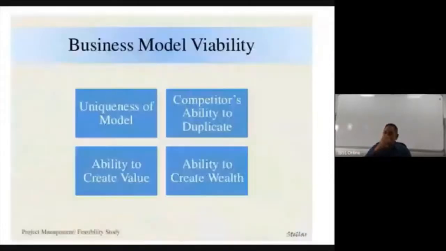Then business model. The next one is business model viability. Type of business: whether it's a sole proprietorship, partnership, or a company. The uniqueness of the model. Then competitors' ability to duplicate. Now, the duplicate products are a competitor. How the competitor tries to change the mind of the people.